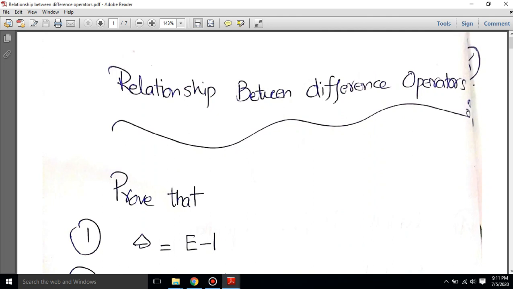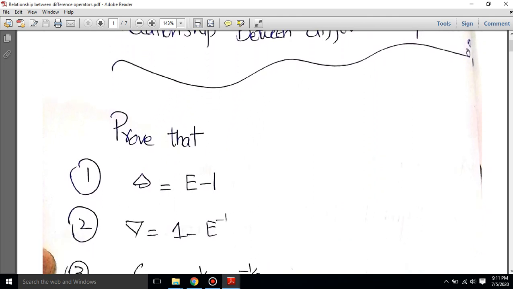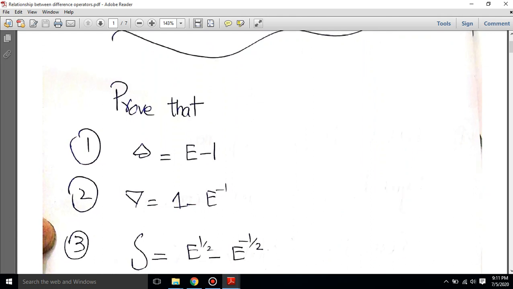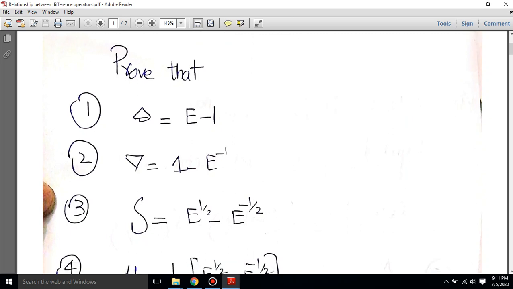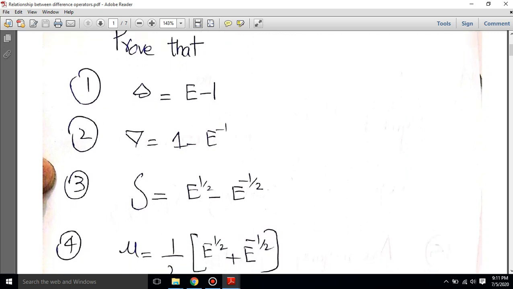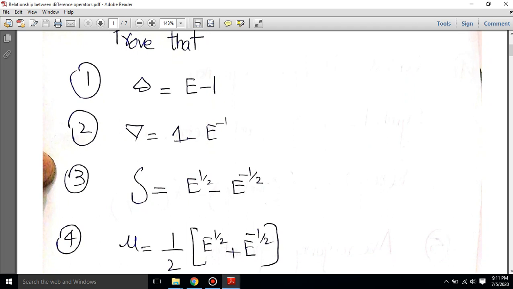So first, we are going to start with some proofs. Remember from the symbols and the previous lectures, as far as the definitions of the difference operators are concerned, we have to prove the following that you are going to see on your screen. The first one is that the forward difference operator is equal to the shifting operator minus 1. Remember, E is the symbol for the shifting operator, and this one is the symbol for the forward difference operator.